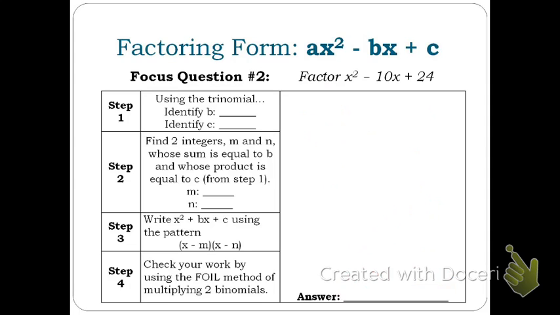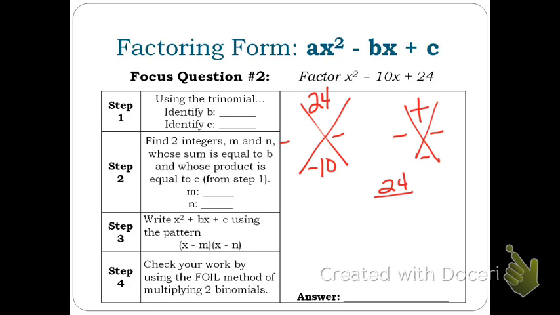Focus question 2. These are all going to be the same format here. So we have a C of a positive 24 and a B of a negative 10. That's positive over negative, which means we're expecting 2 negative numbers. The factor pairs of 24 are 1 and 24, 2 and 12, 3 and 8, 4 and 6. There are no numbers between 4 and 6 that multiply together to equal 24. We're expecting all of our numbers to be negative.